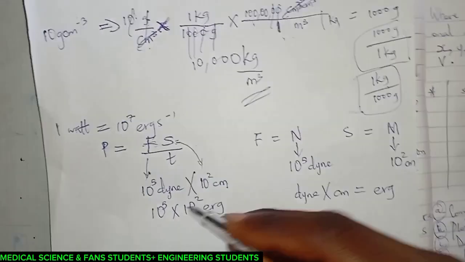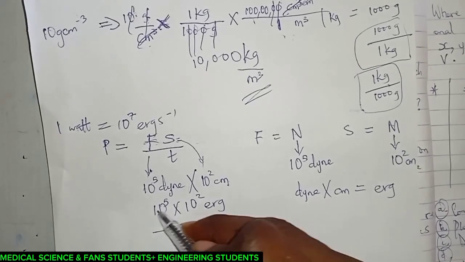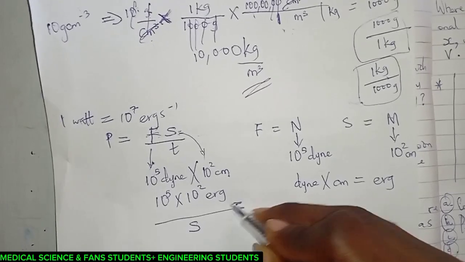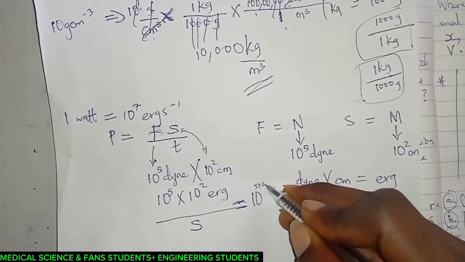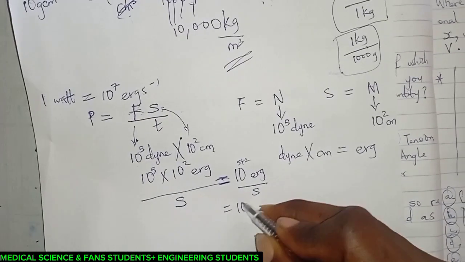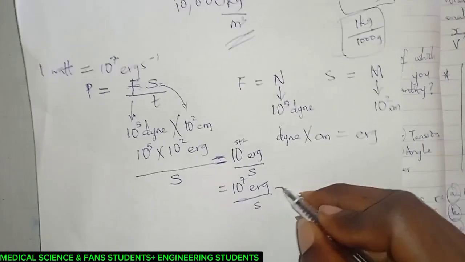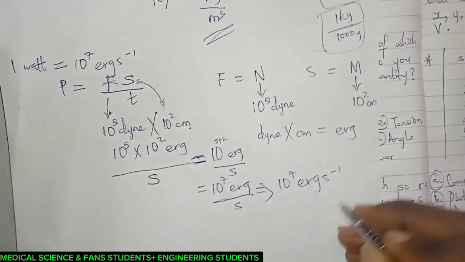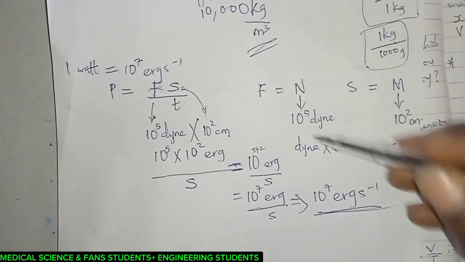That is for this one. And remember that everything is being divided by time, and time is in seconds. When the bases are the same, you can add the powers. So this becomes 10 raised to power 5 plus 2 erg over second, which becomes 10 raised to power 7 erg per second. And this is what we were asked to show: 10 raised to power 7 erg per second. So proved, we've shown it. Very important.